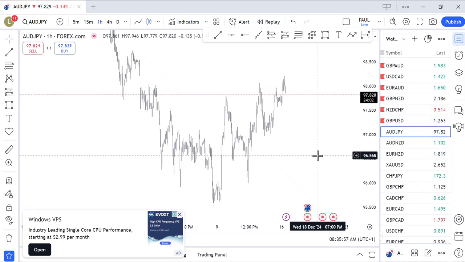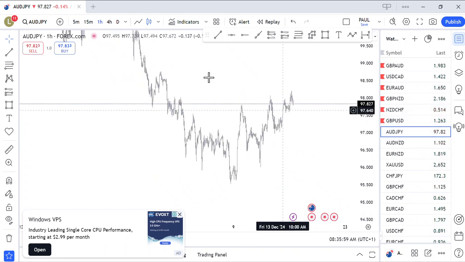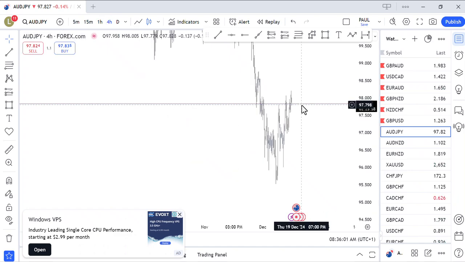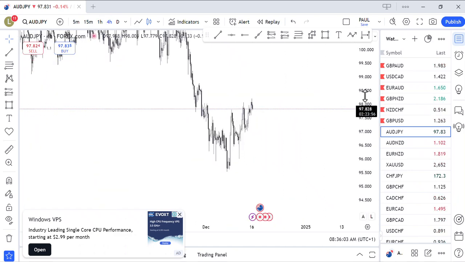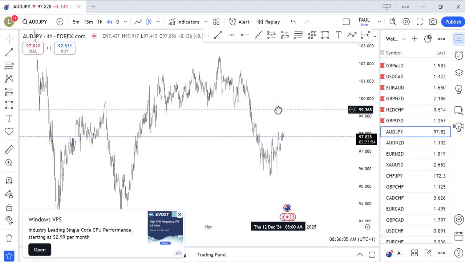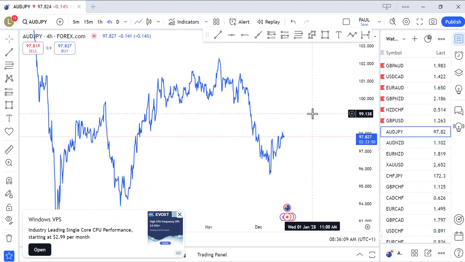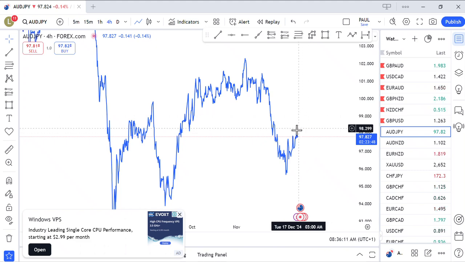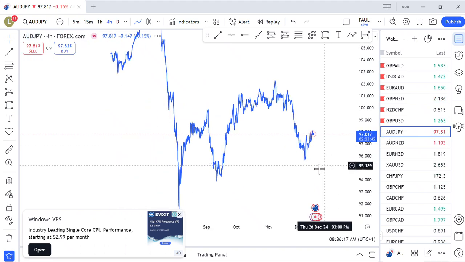So now this is another chart. Let's see what happened. We are moving to 4 hours. Now we can see we are already on 4 hours. Since we are already on 4 hours, the next thing we have to do is change our charts to line chart. Now we can see this is where we are currently. So what are the areas of interest that could serve as support and resistance for where we are?